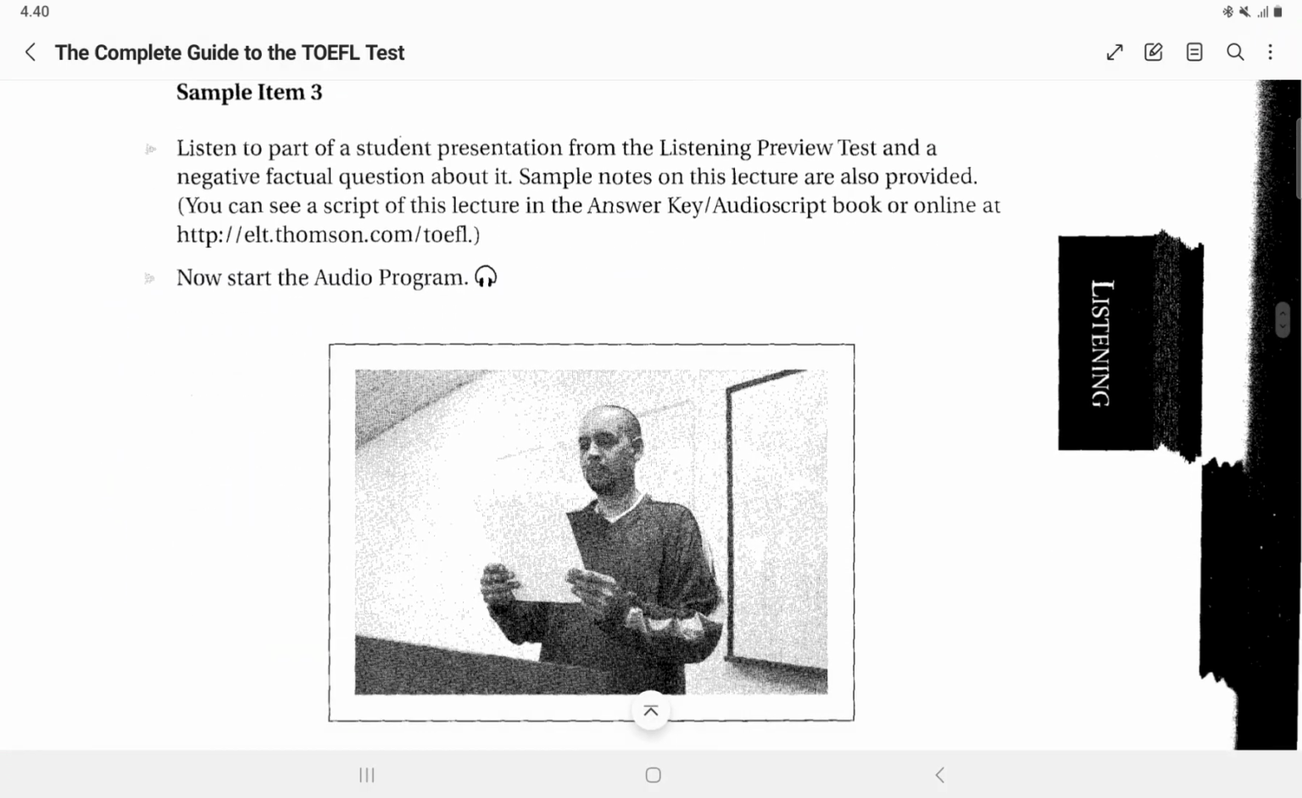Sample item 3. Listen to part of a student presentation in an astronomy class.